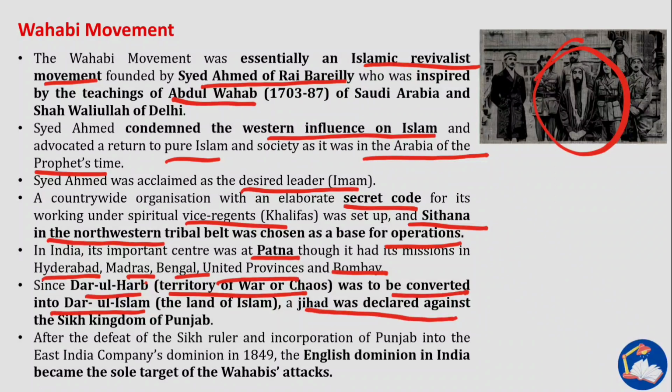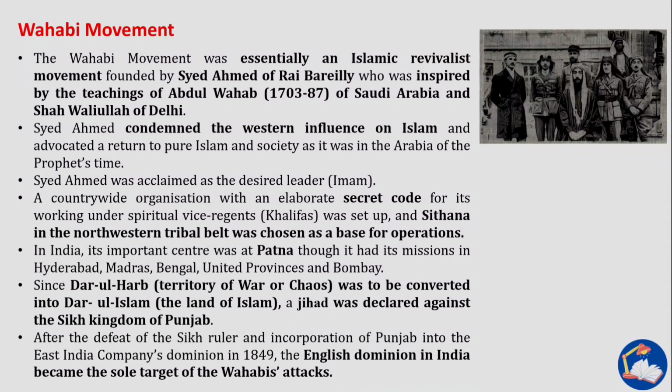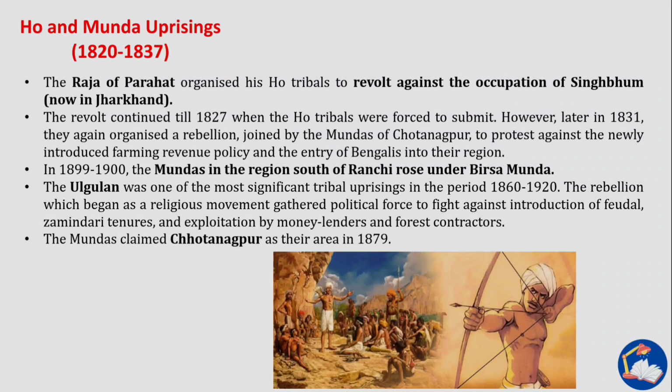A jihad was declared against the Sikh kingdom of Punjab. Their main enemy was the kingdom of Punjab. But what happened? Punjab was defeated by the British and it was incorporated into the East India Company territory. After 1849, English dominion in India became the sole target of the Wahhabi attacks. That was the Wahhabi movement.